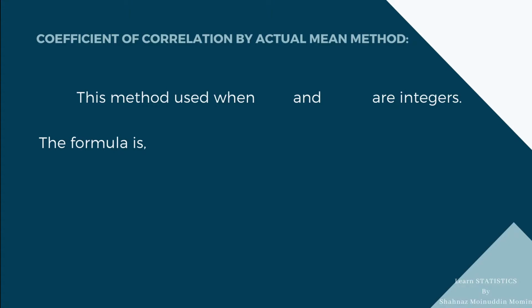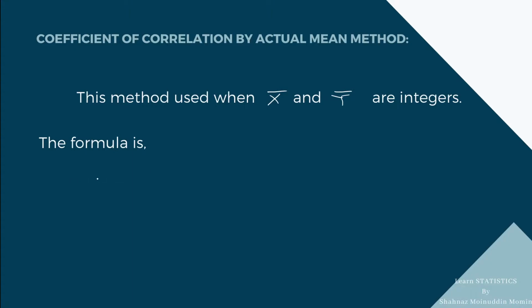This method is used when the mean of x and the mean of y are integers. Suppose the mean of x is x bar and the mean of y is y bar and they are integers, then we use the actual mean method to calculate the coefficient of correlation.